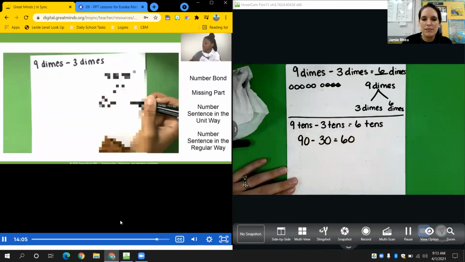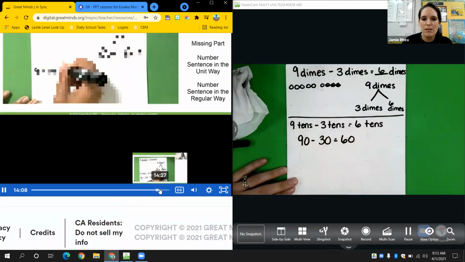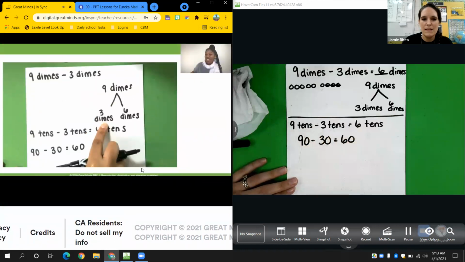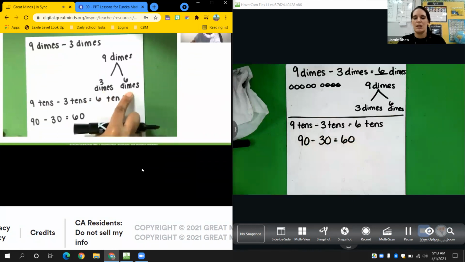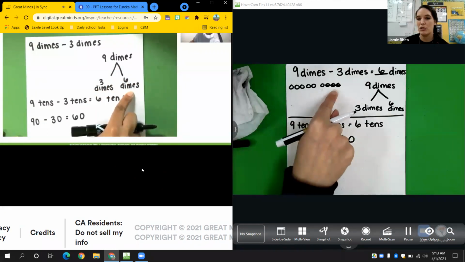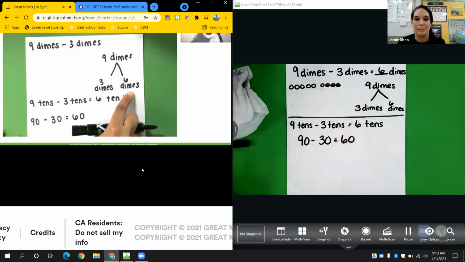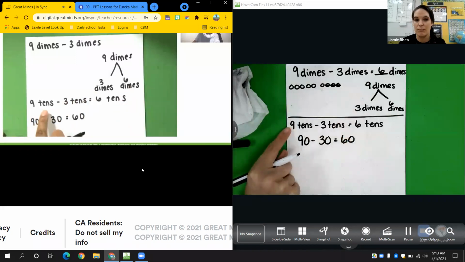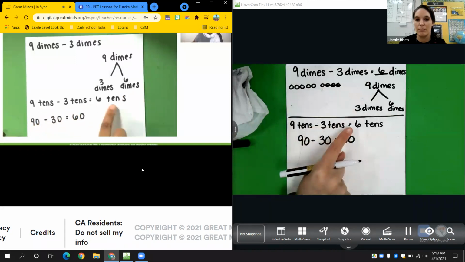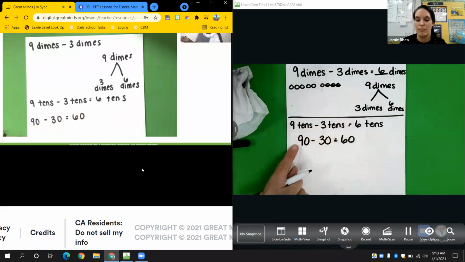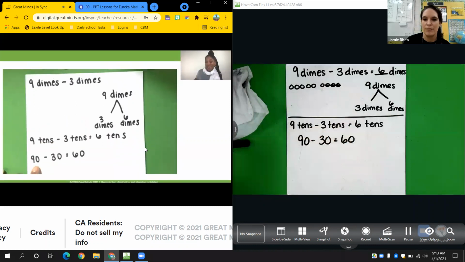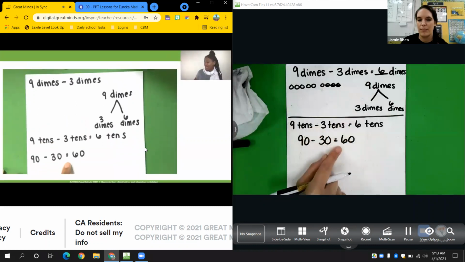And I'm going to fast forward just a teeny bit because we already know. Then I used an addition number sentence to help me figure out the missing part. We drew it out. I said 3 plus something equals 9, and it helped me figure out that the missing part was 6. Did you use an addition number sentence to help you? We didn't. We actually drew out a picture and then took some away. Then I changed the unit to tens. So I had 9 tens minus 3 tens equals 6 tens. And then the regular way, mathematicians, is 90 minus 30 equals 60.